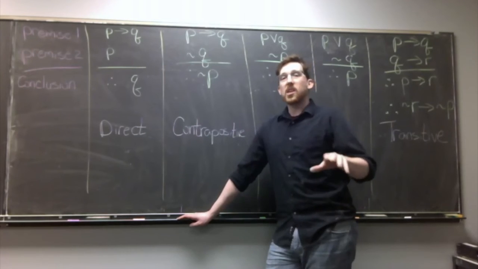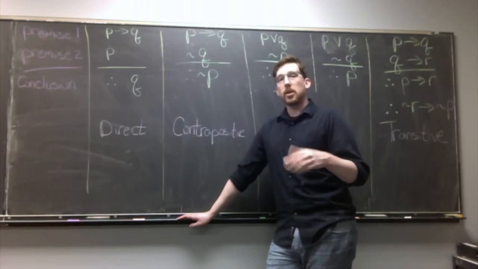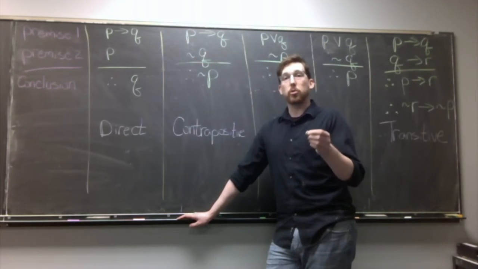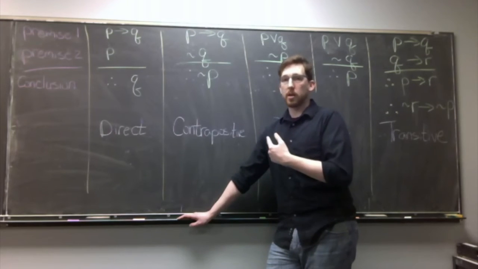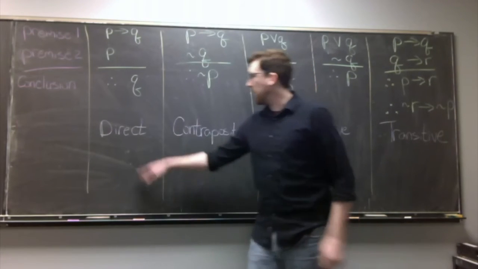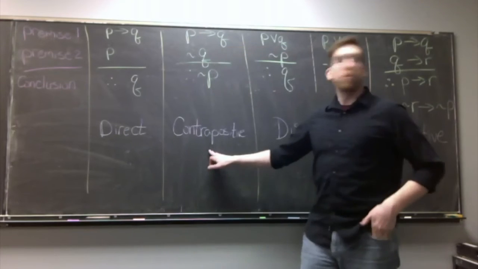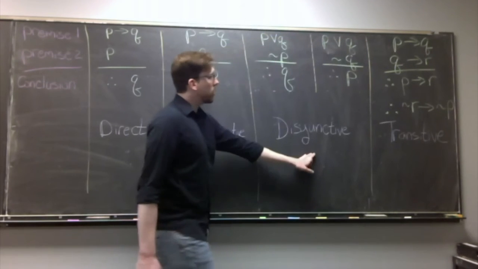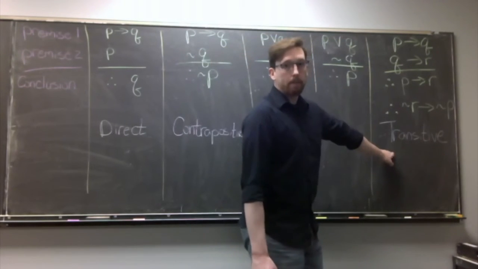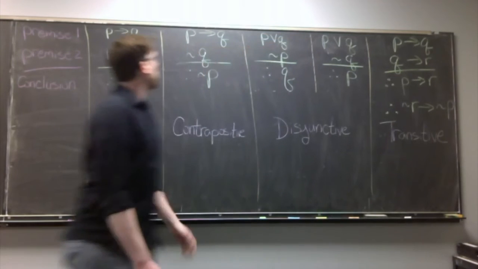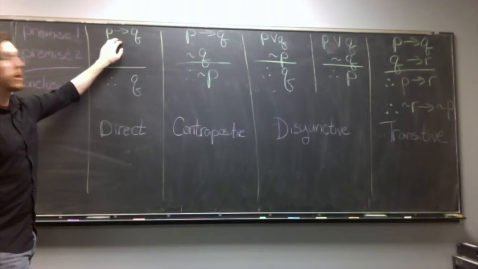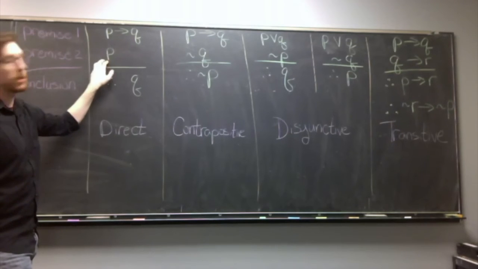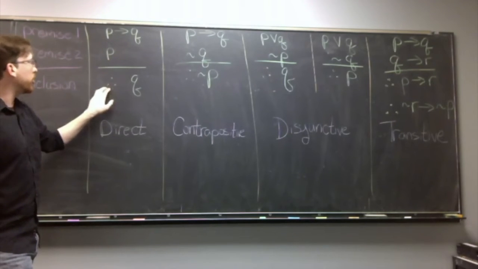Having said what I've said up to this point, I wanted to take a moment to point out a couple valid arguments and a couple invalid arguments. Start off with, let's look at a couple valid arguments. We have the direct argument, the contrapositive, the disjunctive, and the transitive argument. The direct has the first premise being P implies Q, the second premise is P, and the conclusion is therefore Q.